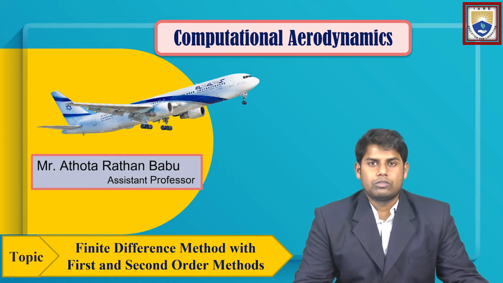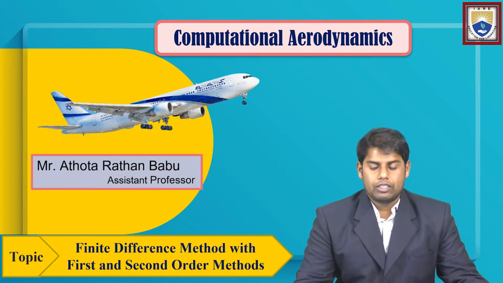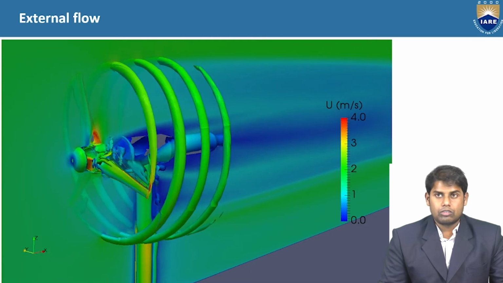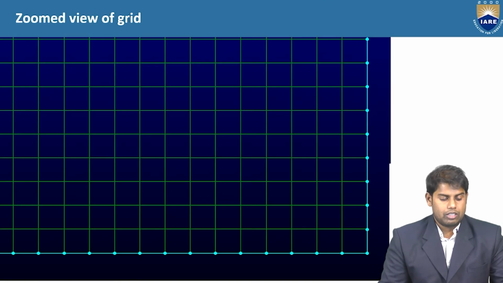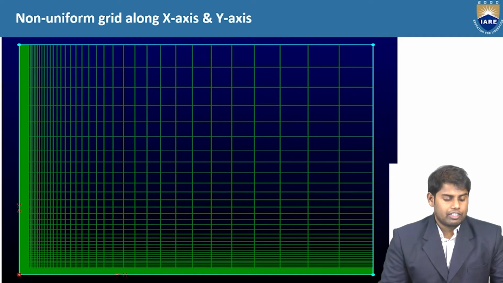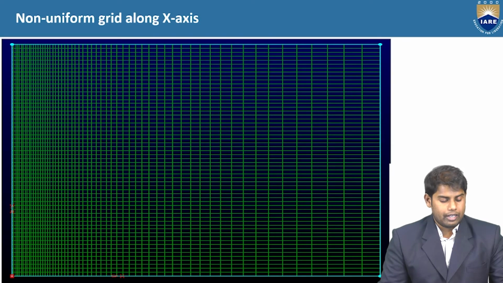Already we had seen what CFD is, the steps involved in CFD, and its applications. After that we had seen grid and mesh, structured grid, unstructured grid, and uniform and non-uniform grid. So we had covered these in the lectures. These are the applications, and this is a grid. This finite difference method we apply at the grid points.